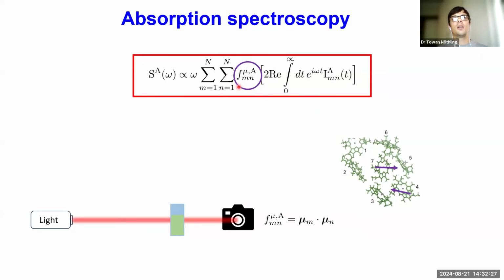Let's first consider the dipole factor matrix. The dipole factor matrix depends on the configuration of the system, on the dipole moments, specifically on the dipole moments within the system. I again consider the Fenna-Matthews-Olson pigments here. But the dipole factor matrix also depends on the type of spectroscopy that we perform. So for absorption spectroscopy, the dipole factor is given by this expression.